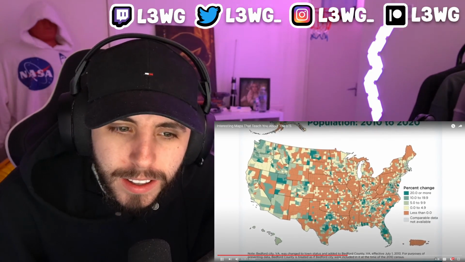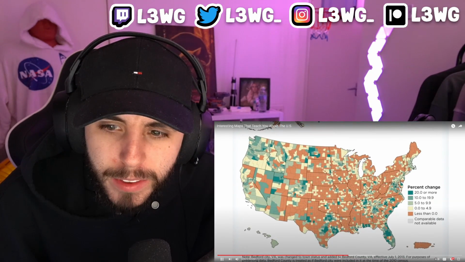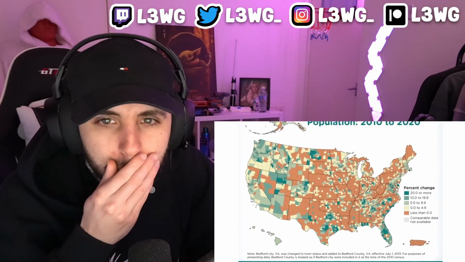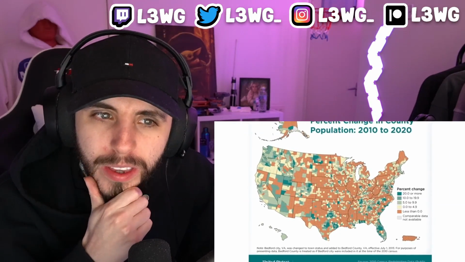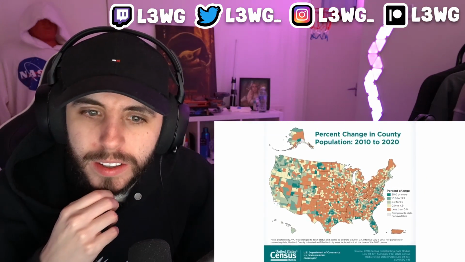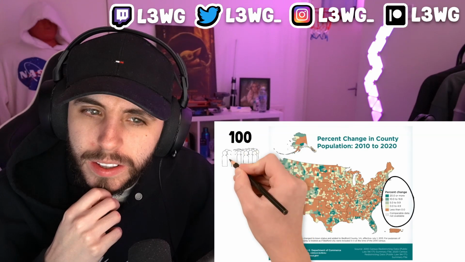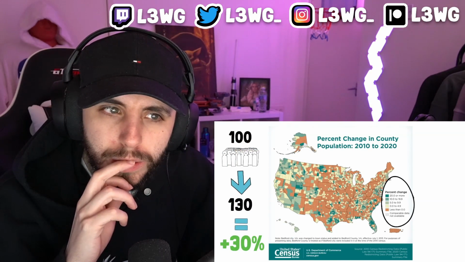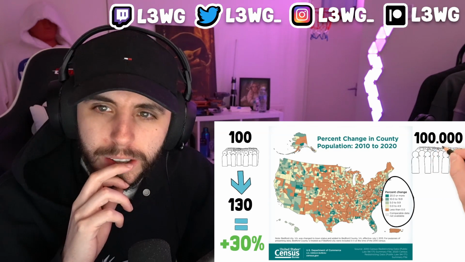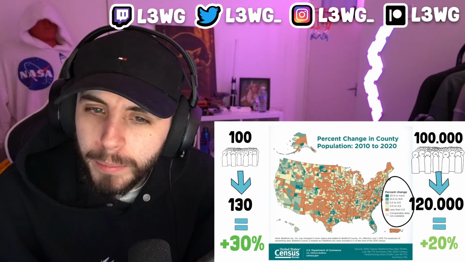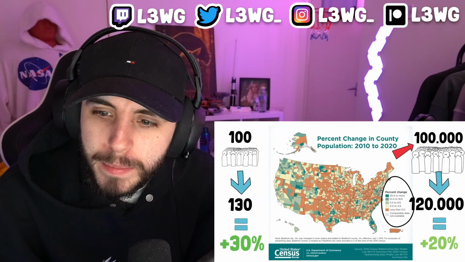Oh, wow. In yellow or blank are counties that grew up to 5% in the past 10 years, and then the darker the green or blue, the bigger the population growth, up to 20% or more for the darkest shade. We need to remember though that if a county has 100 people and it grows to 130, then it grew 30% just by gaining 30 people. While if a county has 100,000 people and grows to 120,000, it just grew 20%. The percentage might be smaller, but the value itself is higher.